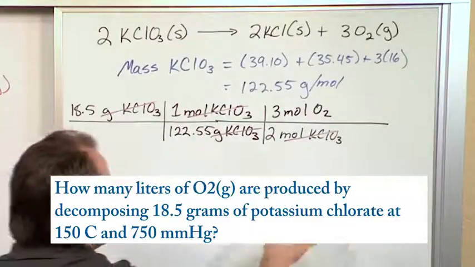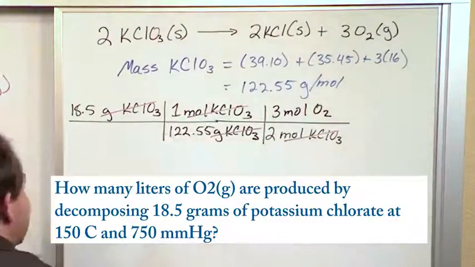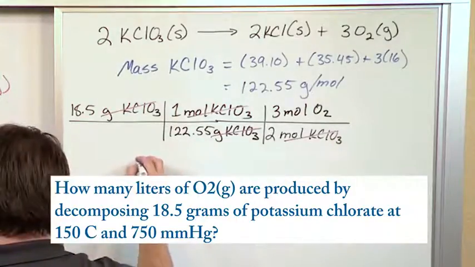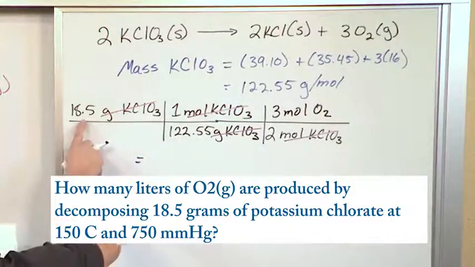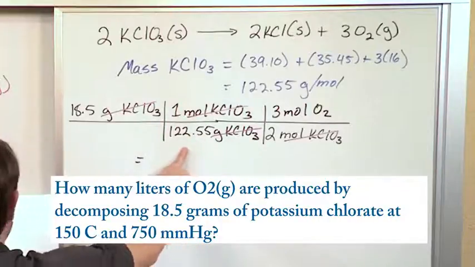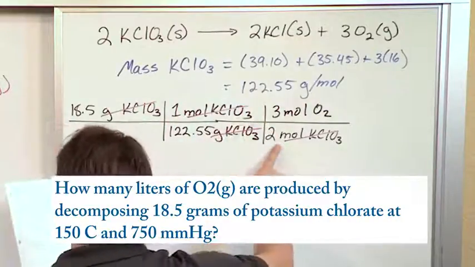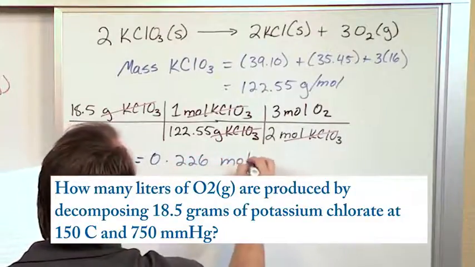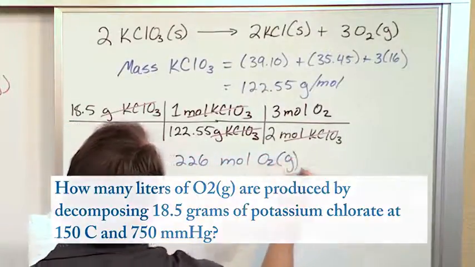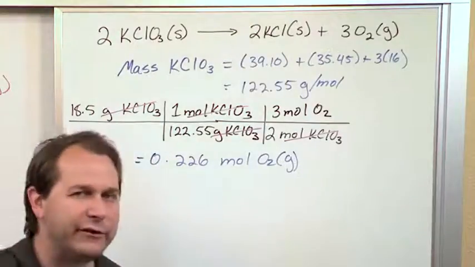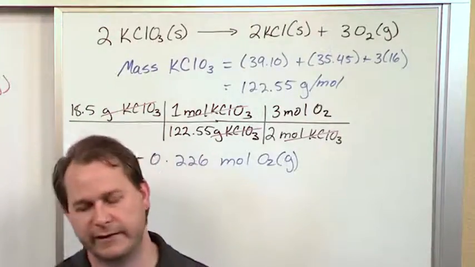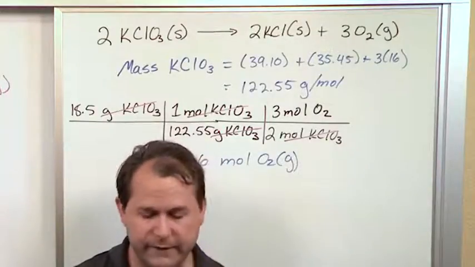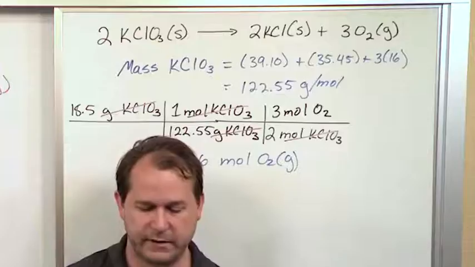Now, again, this is not the answer, but it's getting a lot closer because at least we know how much oxygen we produce in terms of moles. So if I take 18.5 grams times 1 divided by 122.55 times 3 divided by 2, I will get 0.226 moles of oxygen gas. So we're close because the problem says how many liters of oxygen are produced by decomposing 18.5 grams of the reactant potassium chlorate. And it also tells us 150 Celsius and 750 millimeters of mercury.